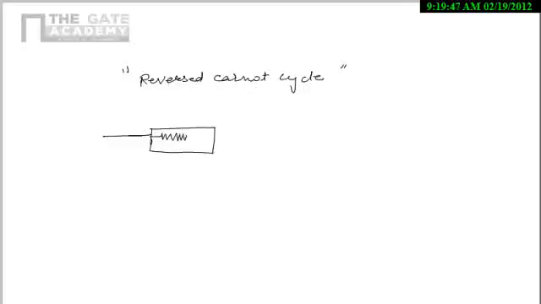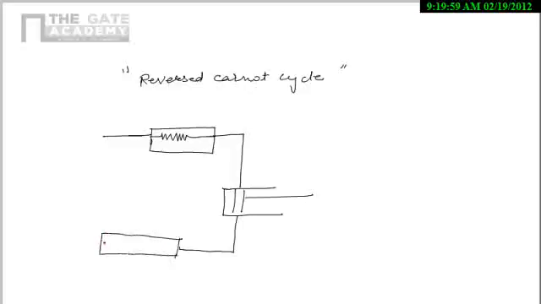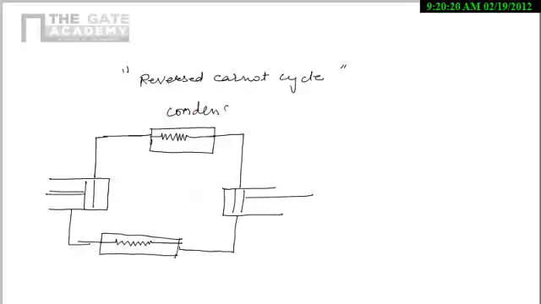Here this one is the condenser. This one is our compressor. This one is our evaporator. And this one is our expansion device. So I will again write the names here. It is condenser. Here we are having compressor.